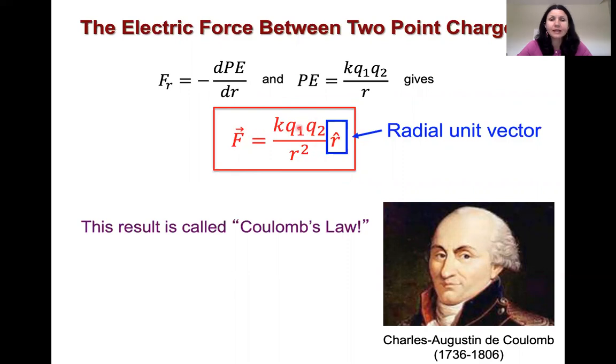So we see that if they're opposite, so if one is positive and one is negative, we get this minus sign. That means that instead of going away, it's going towards, so it's attractive. If they're both the same sign, whether it's two positives or two negatives, you get a positive F, so it's radial away, which means repulsive.